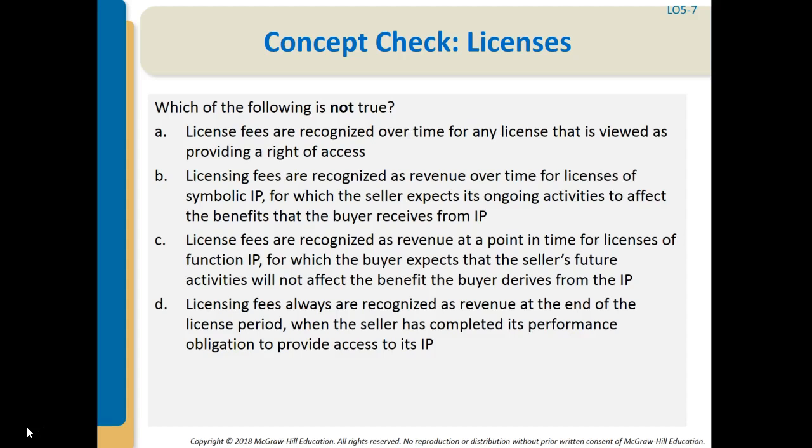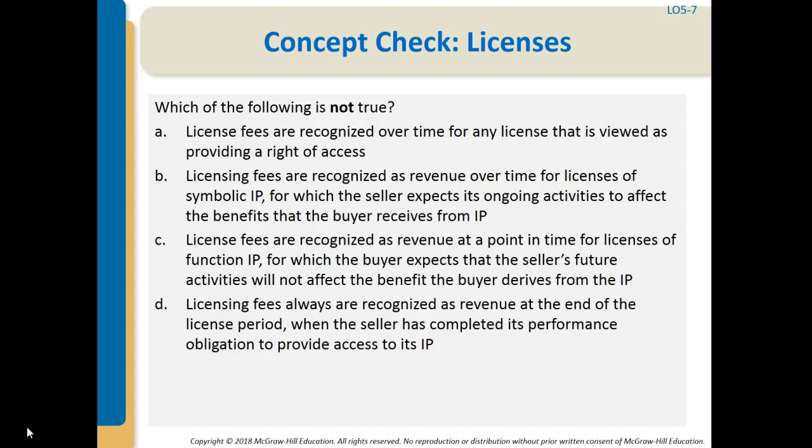So let's take a look at a concept question. Which of the following is not true? A. License fees are recognized over time for any license that is viewed as providing a right of access. B. Licensing fees are recognized as revenue over time for licenses of symbolic intellectual property for which the seller expects its ongoing activities to affect the benefits that the buyer receives from the IP.